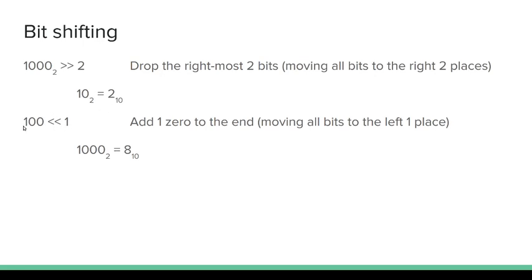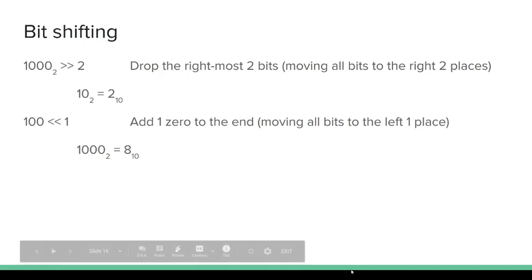When we shift to the left, we are adding zeros to the right side of the number. We're adding bits to the right side. So if we have the number 100 in base 2 and we shift it to the left by 1, then we add a 0 to the end. Another way to think of it is we're moving all the bits to the left 1 place. And if we bit shift 100 1 place to the left, then we end up with 8. So let's look at some examples of this.